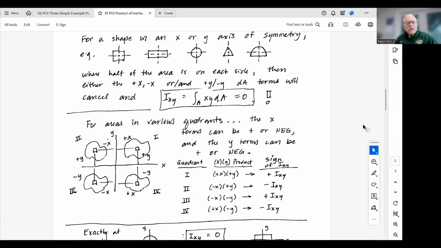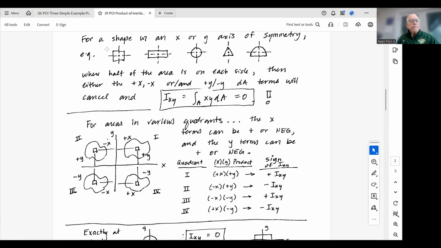In our original introduction, we used the definition of Ixy, the integral of xy dA, to discuss that an area in quadrant 1 will have a positive Ixy sign. An area in quadrant 2 will have a negative sign. An area in quadrant 3 will have a positive sign. And an area in quadrant 4 will have a negative sign. And so we base this on the definition, the integral of xy dA.